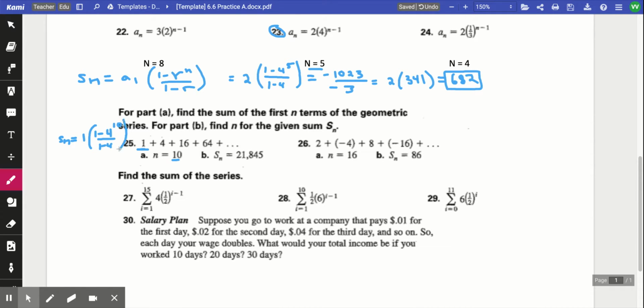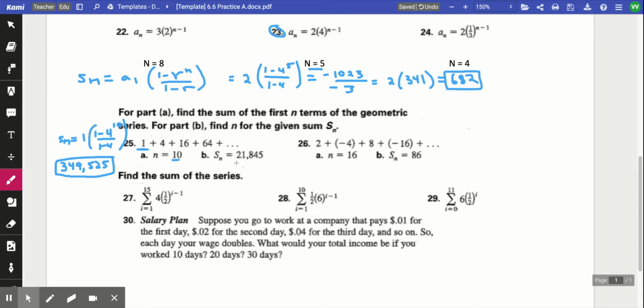So very similar to the last problem, only we had a different A1. And in this case, we had a different n. So if I'm going to take 4 raised to the 10th power, right, it's a pretty big number, and then subtract 1, all right, divided by negative 3, and I will get 349,525 for number 25, part A. All right, that's what I'm most concerned with. You should definitely get the A.